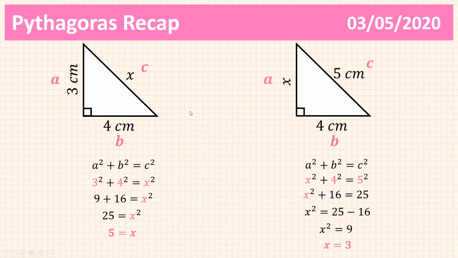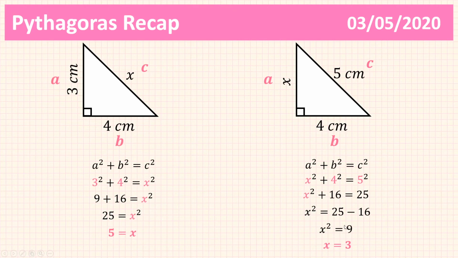Now the difference is, there's one key difference that I wanted you to focus on, and that key difference is, over here we're looking for the hypotenuse. We're looking for this long side. Over here we're looking for a shorter side. And that's the key difference between these two questions, is one of them we're looking for the hypotenuse, and the other one we're looking for a shorter side.